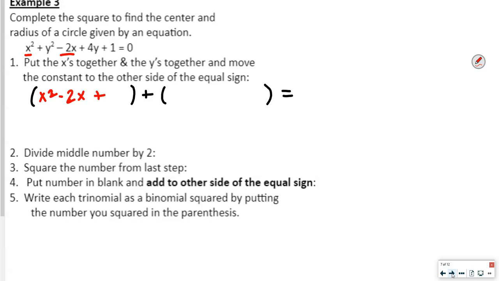And then we're going to create our blank that we had before. Okay, doing the same thing with our y's. So we got our y squared and our 4y. And again, we're going to create our blank, which we had before. Okay, now we're going to move this one to the other side, which means we would subtract 1 from both sides. So it ends up being a negative 1 over here.